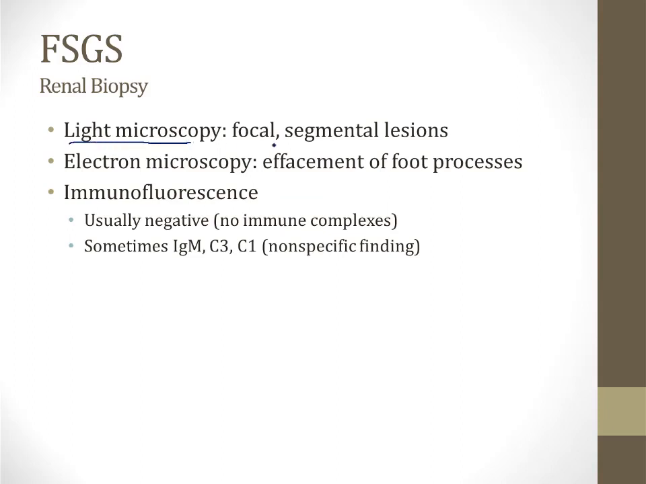Here's a summary of the renal biopsy findings. By light microscopy, you see those focal segmental lesions we saw earlier. On electron microscopy, you can see effacement of the foot processes, just like we discussed for minimal change disease. And on immunofluorescence staining, it is usually negative. That's because no immune complexes are involved in the pathophysiology of FSGS. You will sometimes see positive staining for IgM, C3, or C1. This is a nonspecific finding.